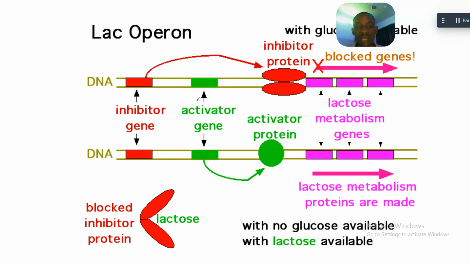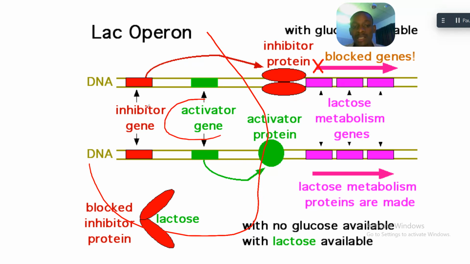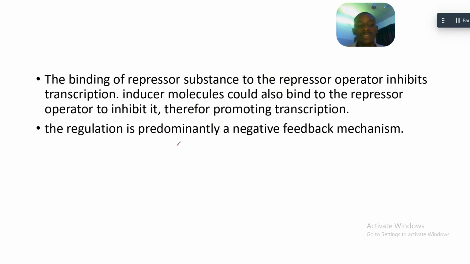This is still showing us the operon. All we have here is the promoter segment, and the promoter segment is divided into activator and inhibitor gene. Let's proceed. When the body needs proteins, the activator comes in place. Now, the binding of repressor substances to the repressor operator inhibits transcription. When the repressor substance comes in, transcription is inhibited.